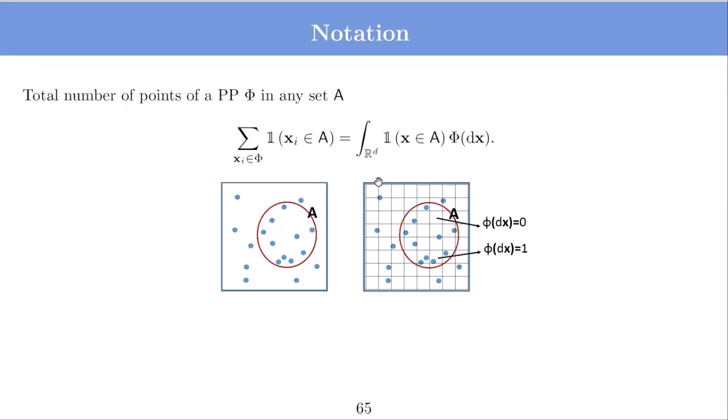So I can do this integration over A, or I can take the integration over R^d and have this indicator here, so that whenever you take intervals outside A, you get 0. Those intervals don't count. So you are adding over all the intervals in A, and what you are adding is phi dx, the total number of points in the set dx. If you add that, you get phi A, and this is also phi A.